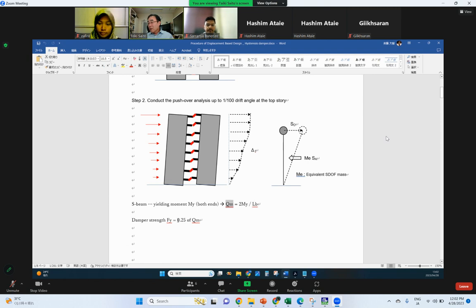For example, 25% is 0.25 multiplied by this value. So this is the damper strength. If we push the building, the damper starts to yield by friction before the beam yields. We try to dissipate energy by the damper, so the damper must be weaker than the beam. So we start by changing this factor.